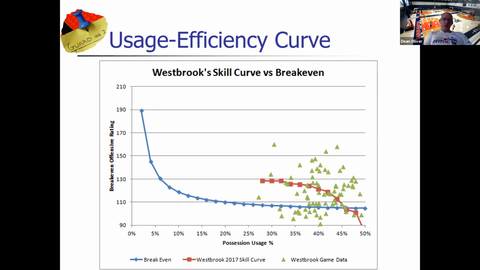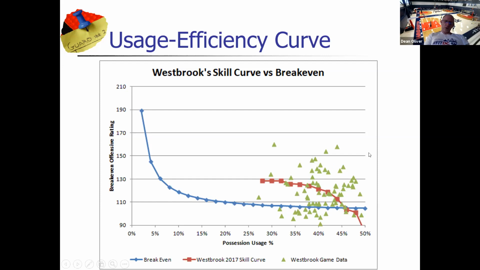He was incredibly efficient. This chart shows a variety of things. The green is the data for Russell Westbrook. For instance, this game here, he used about 30% of the team's possessions, and it looks like he was about an efficiency of 160. So he produced about 160 points per 100 possessions using 30%. This is all the data.